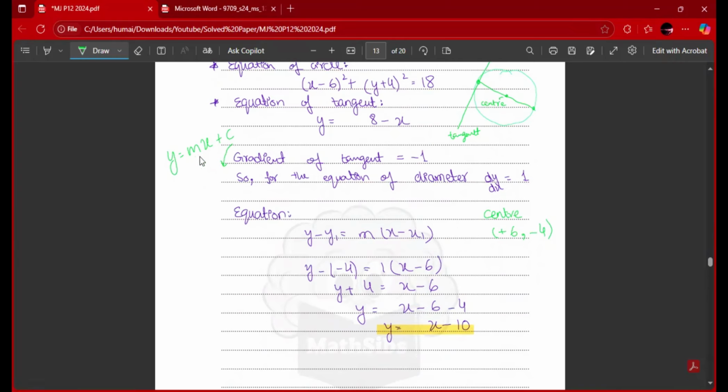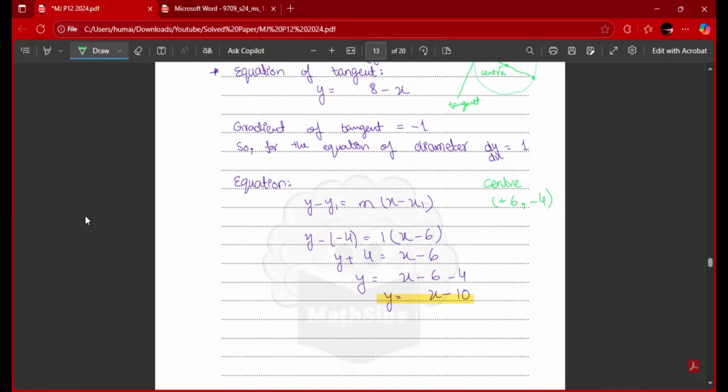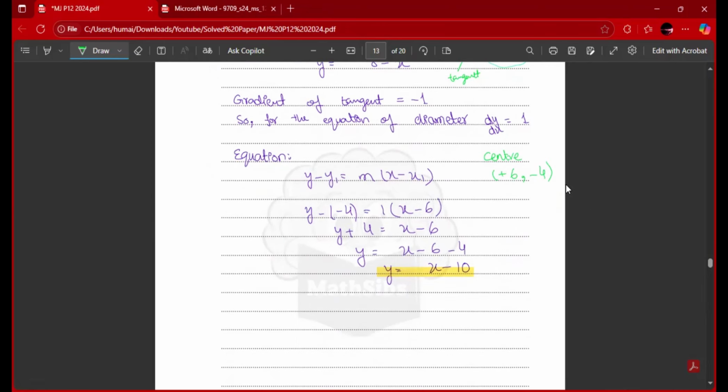If my gradient of the tangent is minus 1, what is my gradient for the perpendicular line, which is the equation for the diameter? If the lines are perpendicular, and I multiply both their gradients, my final answer should be minus 1. So the gradient of my tangent is minus 1, and we simplify it, we get the gradient of the diameter as positive 1. This is also an understanding that we have learned in our book. For parallel lines, the gradient is the same. For perpendicular lines, it's the negative inverse. So the equation of the diameter would have a gradient of positive 1.